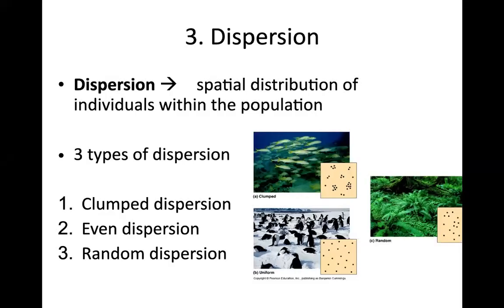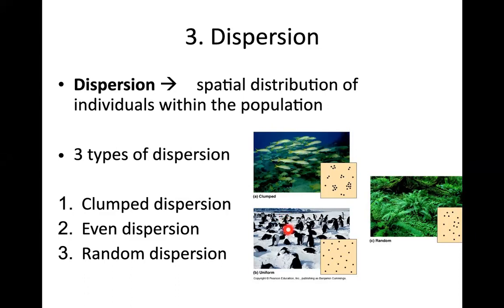All right, and the third characteristic of population is its dispersion, which is just how a population is spread in the area. There are 3 types of dispersion, which I've got examples of each of them. One is clumped, which you see here in schools of fish. This would also apply to herds of animals like elephants, deer, gazelle, lions even, because they travel in prides.